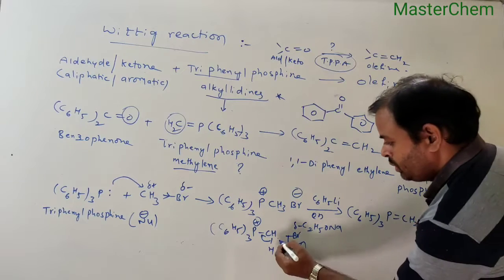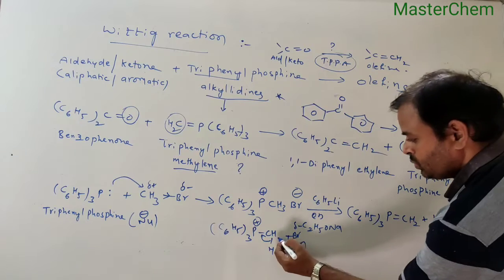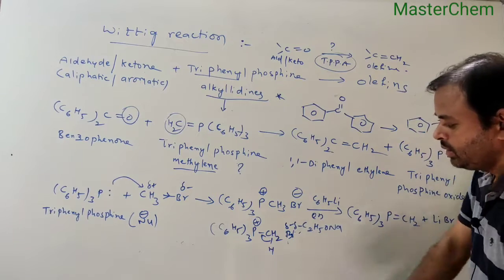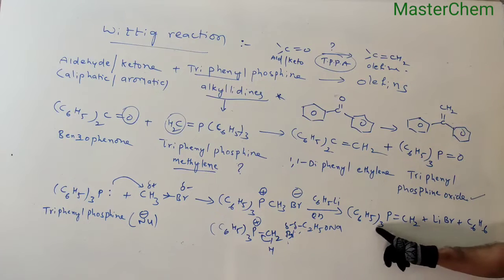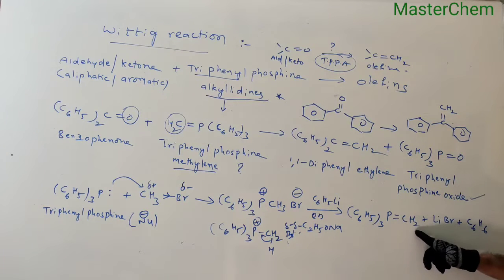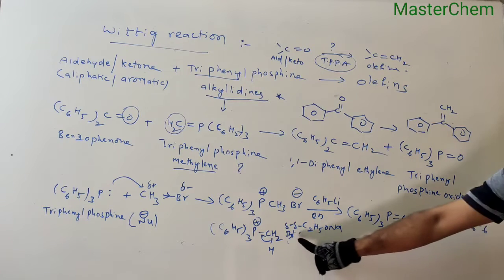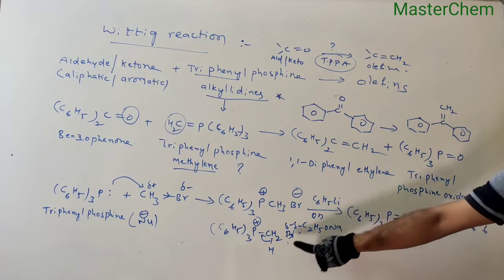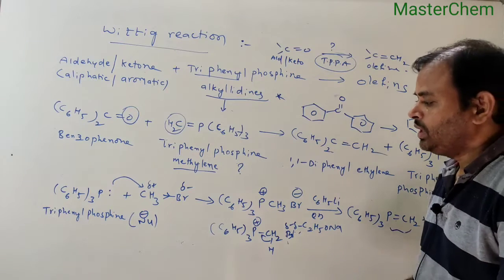Bromine is already present as Br minus. Now, to neutralize this positive charge, delocalization takes place in this way and leads to the formation of P double bond CH2, an olefinic linkage. Then Br minus combines with lithium to form LiBr, and the remaining C6H5 takes this hydrogen and becomes C6H6. So this is the Wittig reaction.